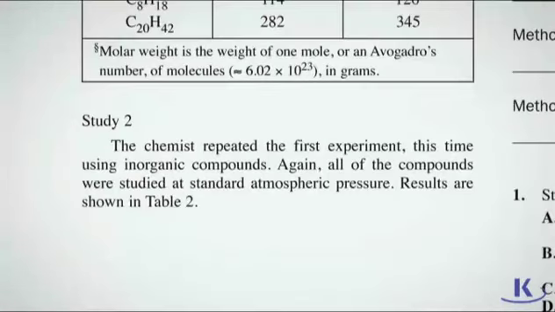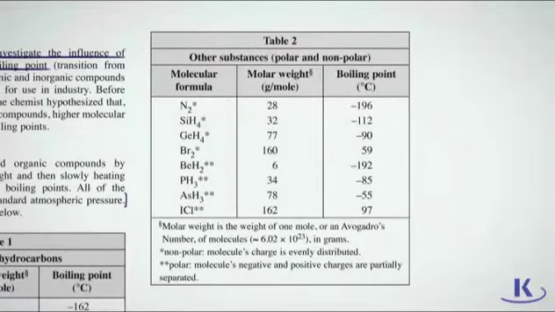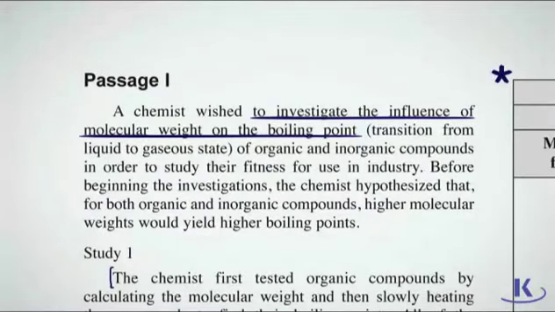Study 2. The chemist repeated the first experiment, this time using inorganic compounds. Again, all of the compounds were studied at standard atmospheric pressure. And that's where the bracket ends for Study 2. Everything up to that point is Study 2's method. Results are shown in Table 2, so put a star next to it. So you've marked the purpose of the two experiments, to investigate the influence of molecular weight on the boiling point, and you've bracketed off the method used in each study.